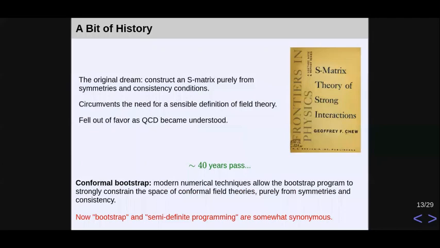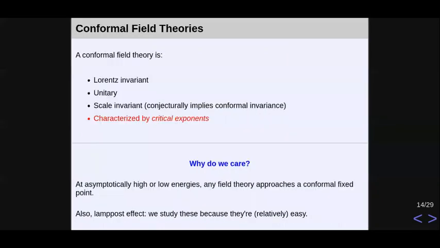And then about a decade ago, modern numerical techniques allowed one to write down essentially a large semi-definite program and solve it. And there were good reviews, I think, but I'm not going to remember all the authors. But about a decade ago, people managed to do this and obtained rigorous bounds on the Ising model, and as a result, bootstrap, which refers to this program, and semi-definite programming are now somewhat synonymous.